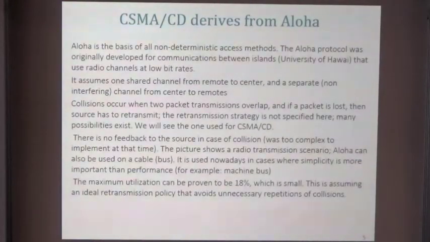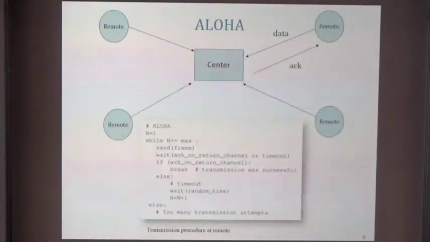So Ethernet and all the variants are based on CSMA. CSMA-CD exactly, which is practically synonymous with Ethernet, derives from Aloha. So what is Aloha? Aloha means hello in Hawaiian, and it is the first radio computer network that was developed, and it was developed in the Hawaiian Islands.